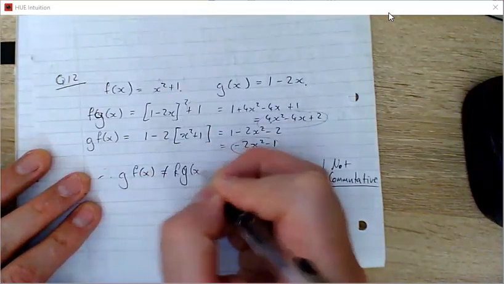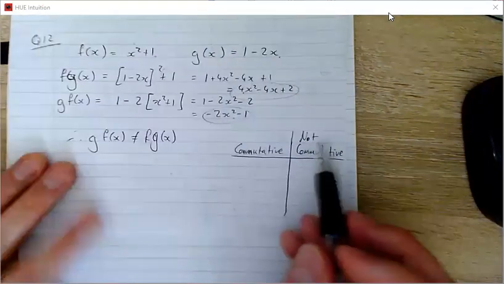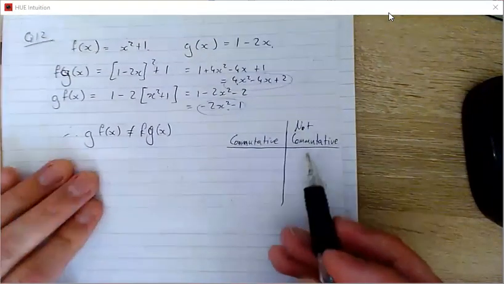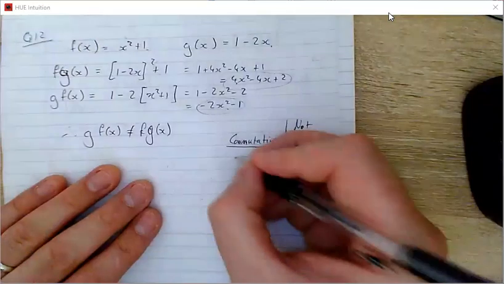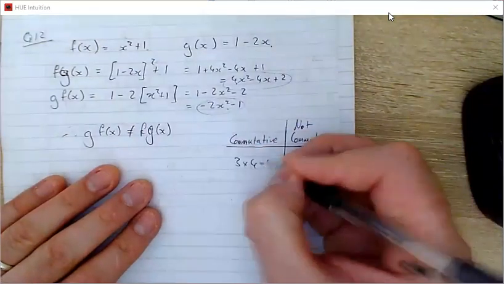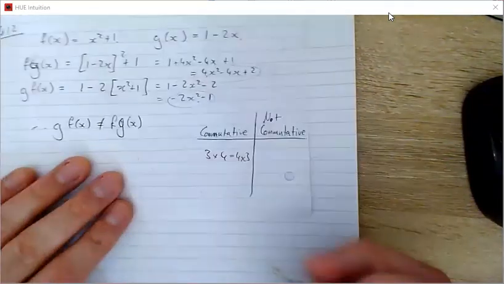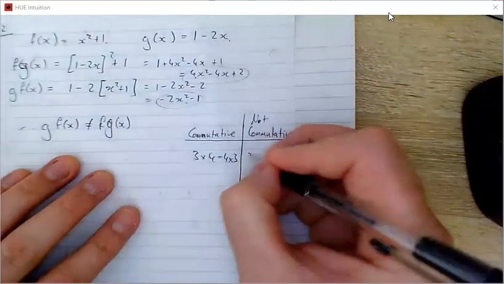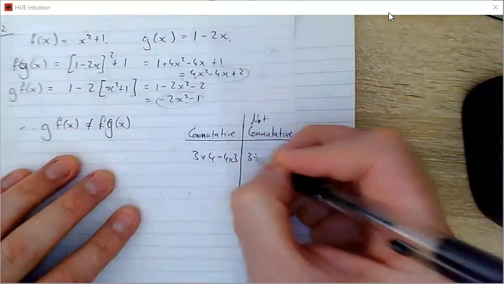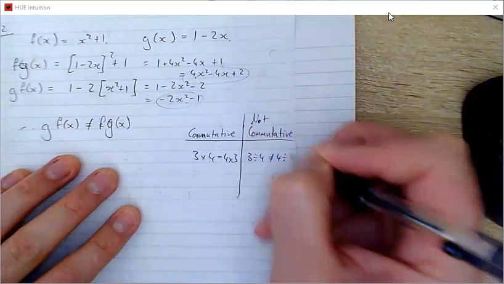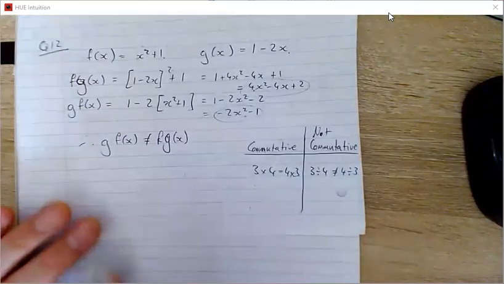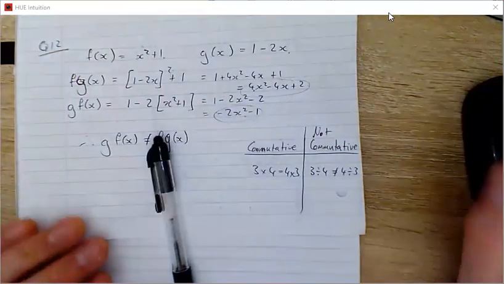You might remember this term, they are not commutative. Okay, so commutative, things that can be rearranged, like 3 multiplied by 4 is the same as 4 times 3, that's commutative. But 3 divided by 4 is not the same as 4 divided by 3, so that is not commutative. Same thing here, composition of functions, generally speaking, is not commutative.